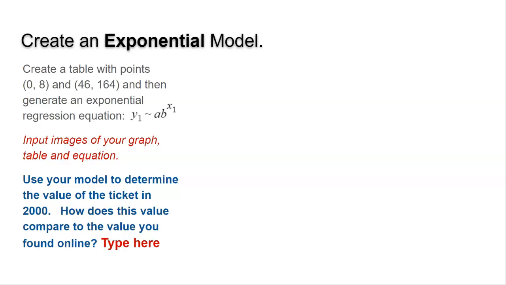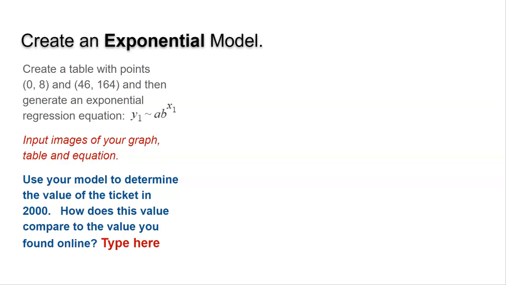Now once they've done that, they want to use the model to determine the value of the ticket in the year 2000. So just like we always do, we'll use the equation that it gave us, and we'll replace the input value with the x value that corresponds to the year 2000. I'm not going to tell them that value. I do expect them to figure out the value of x that would correspond with the year 2000.